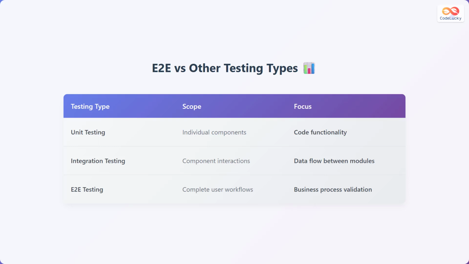Understanding the differences between testing types is crucial for interview preparation. Unit testing focuses on individual components and code functionality, typically testing small pieces of code in isolation. Integration testing examines how different modules interact with each other and validates data flow between components. End-to-end testing, however, covers complete user workflows and focuses on business process validation. While unit tests are fast and pinpoint specific issues, E2E tests provide confidence that the entire system works as intended from a user's perspective.